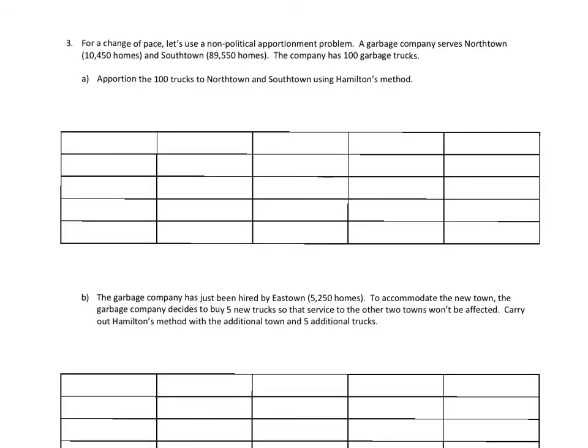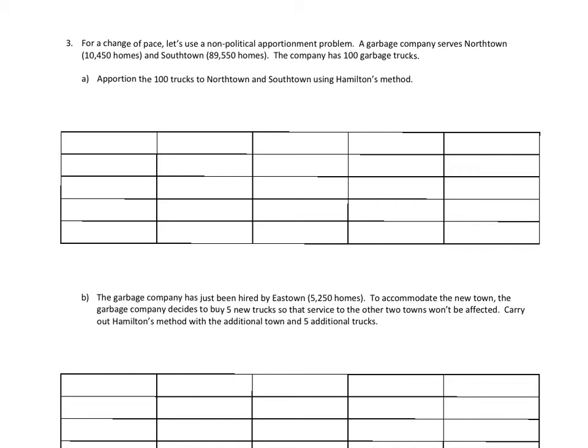Okay, one more example. For a change of pace, we're going to do a non-political apportionment problem. A garbage company serves Northtown and Southtown, and the company has 100 garbage trucks. We're going to apportion them. How many of those trucks should go to Northtown? How many should go to Southtown? And we're going to use Hamilton's method.